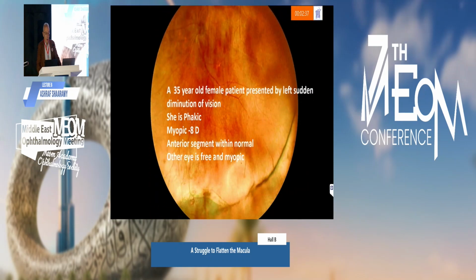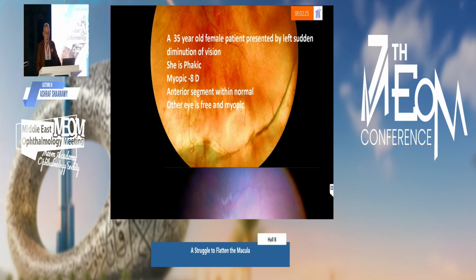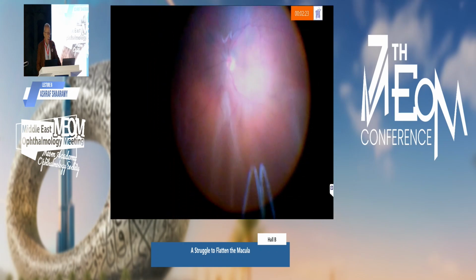This is a 35-year-old female who presented with left sudden diminution of vision. She is phakic, myopic -8, anterior segment within normal, other eye is free and myopic. And this was the picture at the start of the surgery: inferior retinal detachment, macula off.